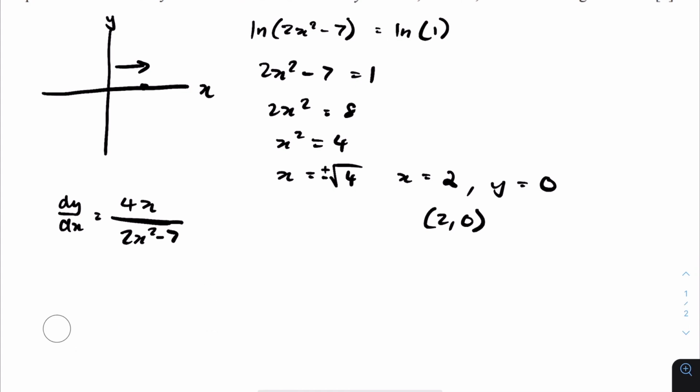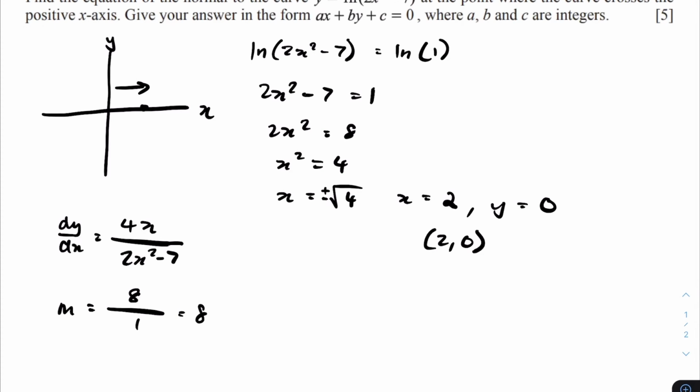So now that we've done that, we can substitute our value of x in here to get our gradient. So m is equal to 4 times 2, which is 8, over 2 times 2² is 8, minus 7, which is just 1, so it's equal to 8. However, our gradient's 8 only for a tangent, so since it's a normal, our gradient is the negative reciprocal of 8, which is negative 1 over 8. So our gradient's actually −1/8.